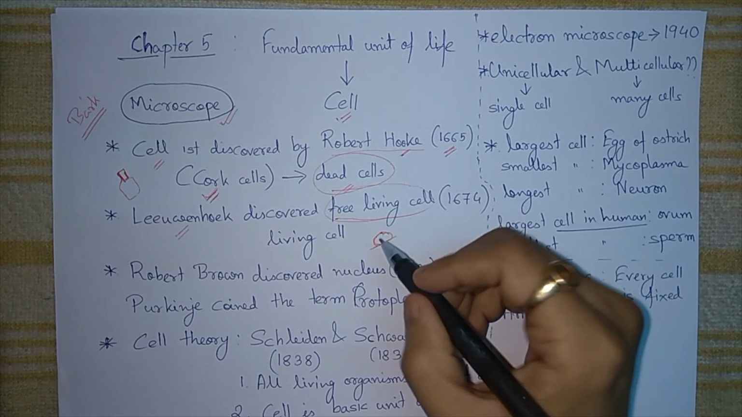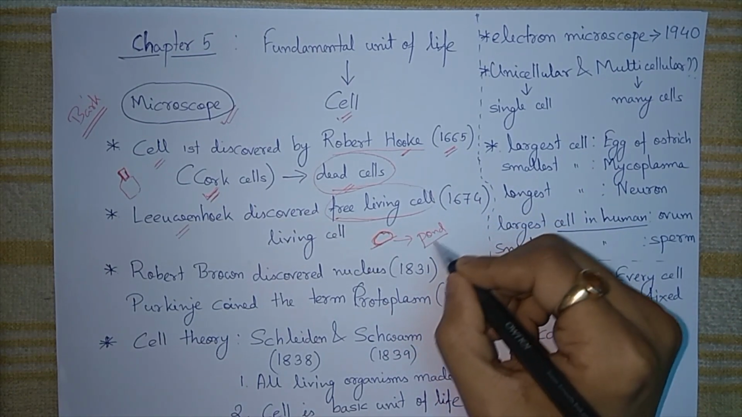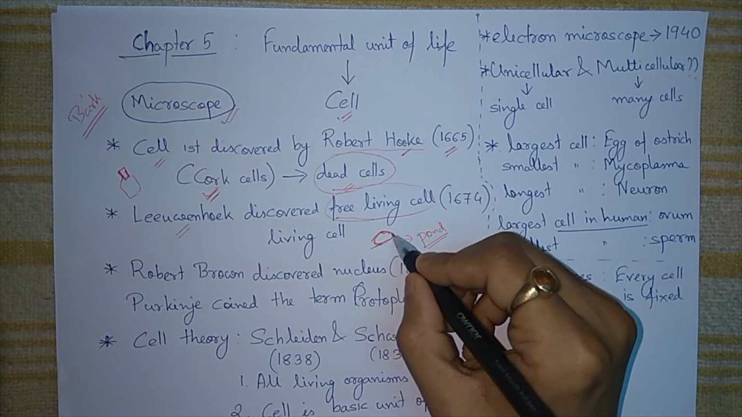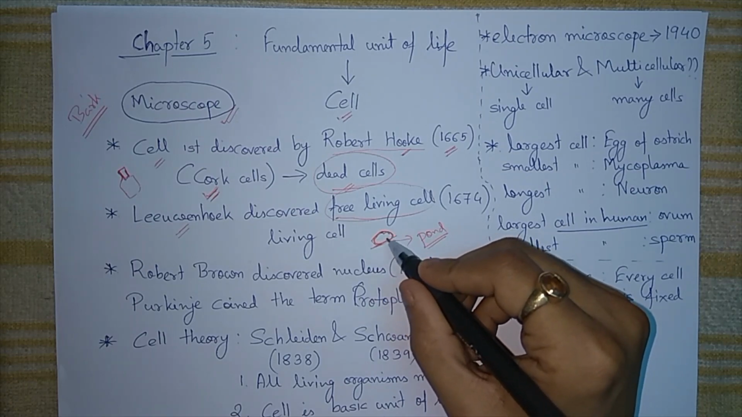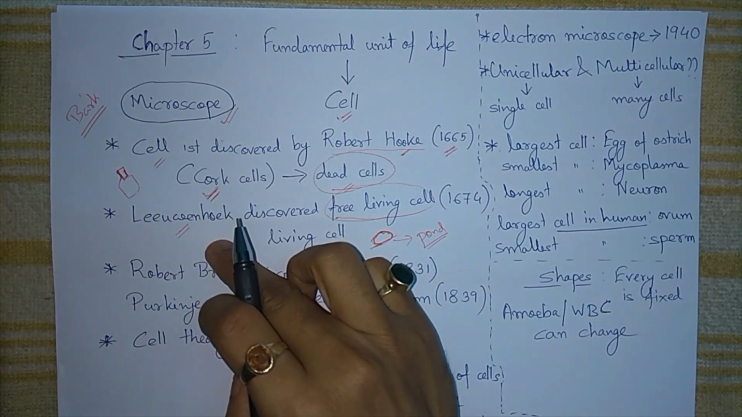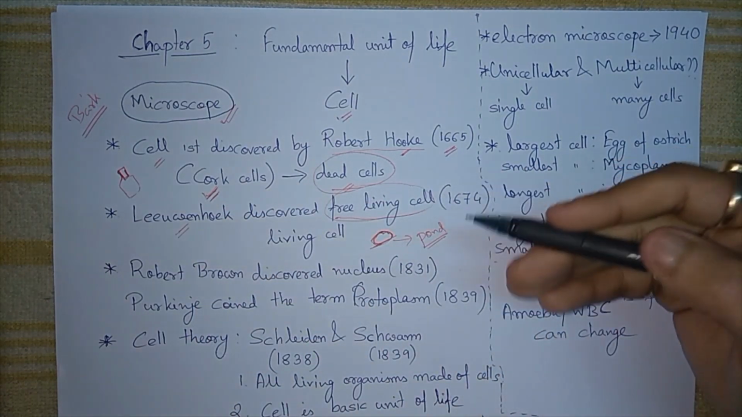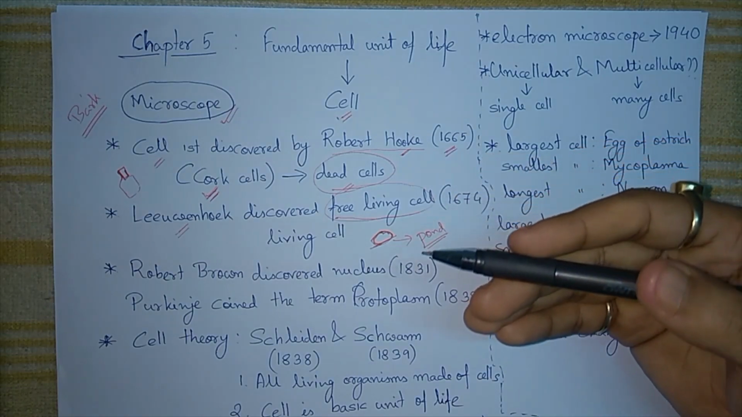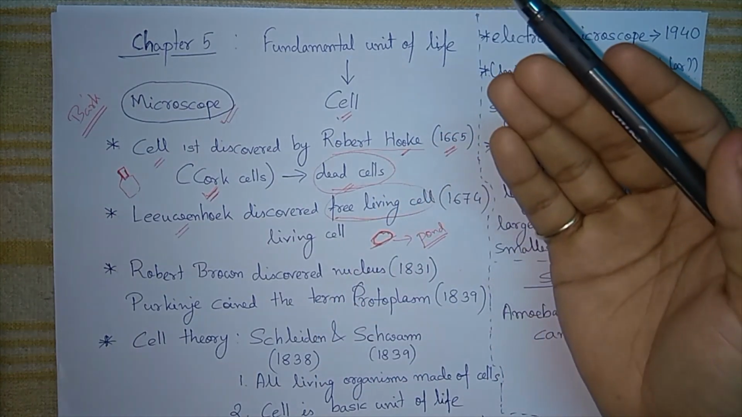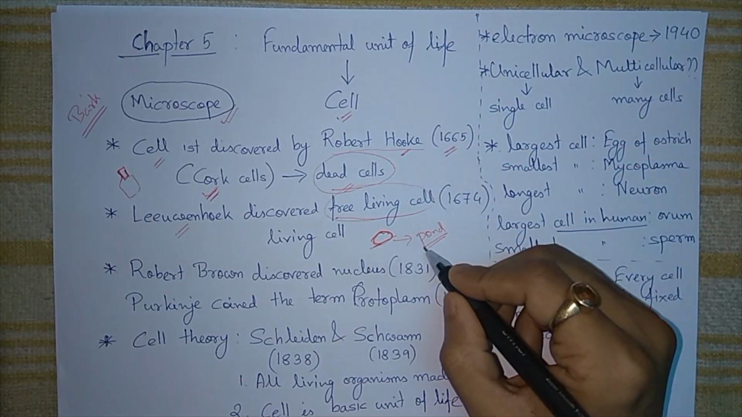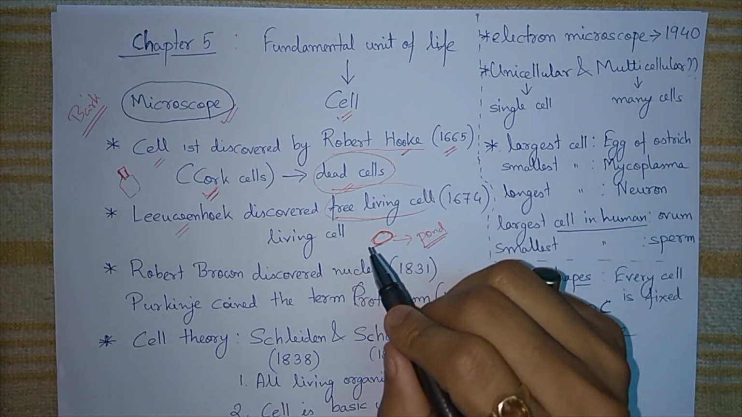He collected a little water from a pond. He took a drop of water, or some water sample. He observed this water sample under a microscope designed by him. At that time, means 1674, there was no microscope, so he designed a special microscope. With the help of his microscope, he observed the pond water sample, and in the water sample he observed some living cells.